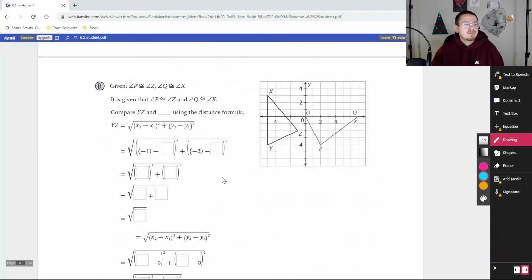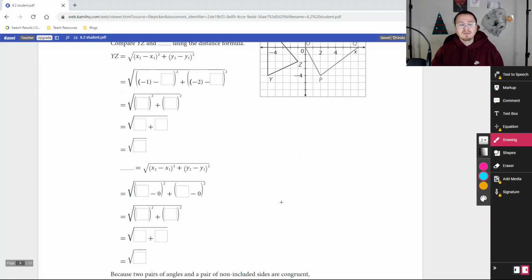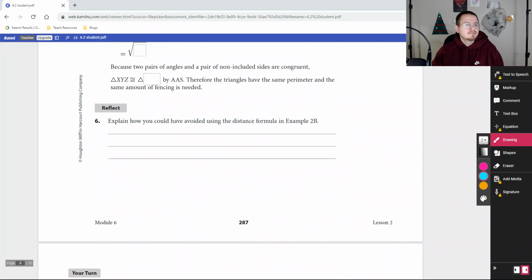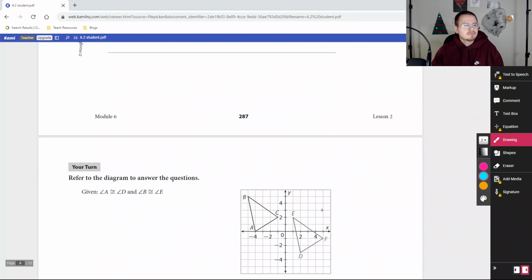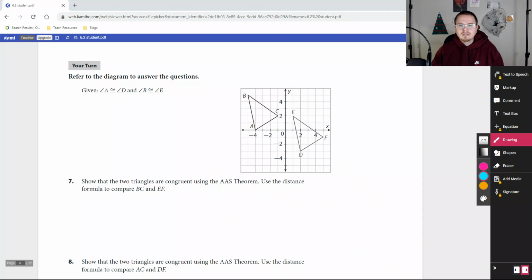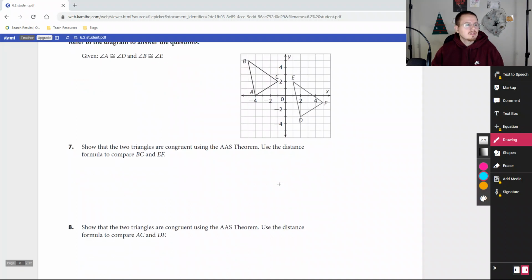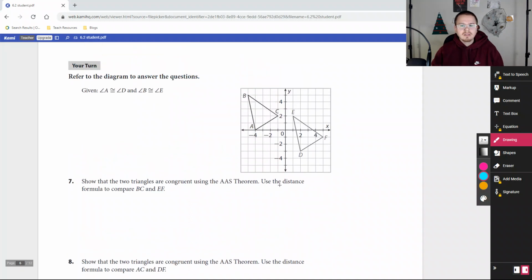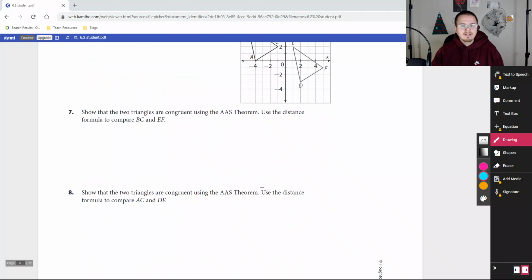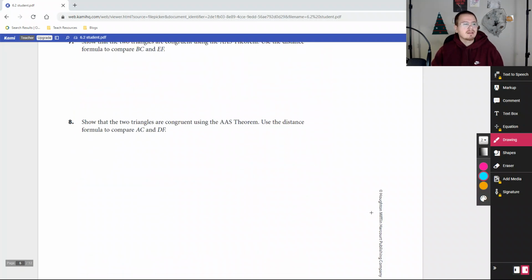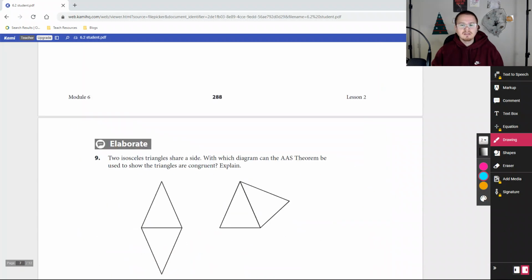Alright, I'm going to let you do these. I have no interest in showing this today because I'm not trying to review distance formula, but if you don't remember it, go back and find my video on distance formula. Alright, again, these ones require distance formula, but I can tell you that this is going to work with AAS, and this is also going to work with AAS, so they're giving you ones that work pretty easily.